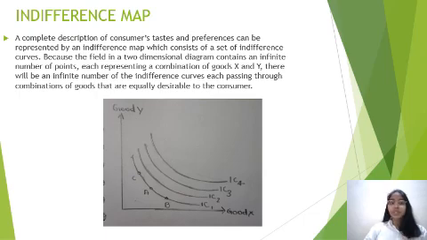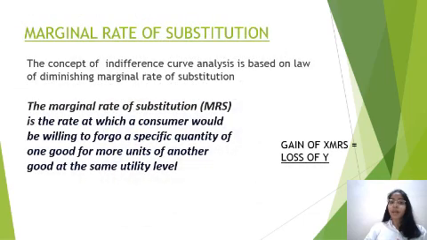The next one is marginal rate of substitution. Basically, the concept of indifference curve analysis is based on the law of diminishing marginal rate of substitution. What is the meaning of marginal rate of substitution? The marginal rate of substitution is the rate at which a consumer would be willing to forgo a specific quantity of a good for more units of another good at the same utility level. I hope you understand.